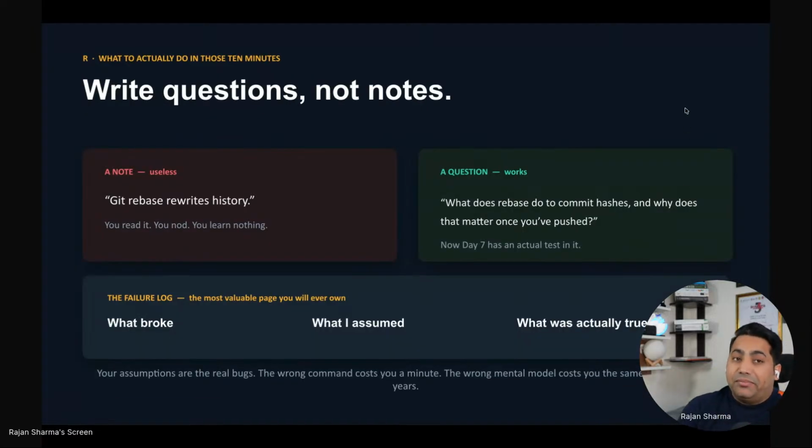And this is one of my favorite slides. Write questions, not notes. Do not reread your notes. Rereading is low utility. How many of you have seen that the notes you write, you never read them back because you feel like they are not good notes? I'm one of them. Maybe some of you also feel the same.